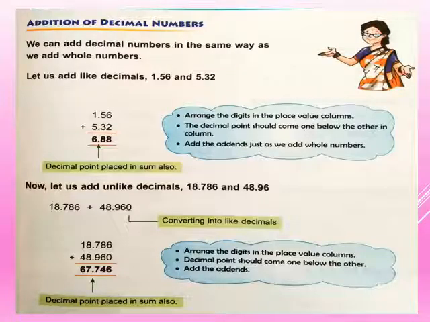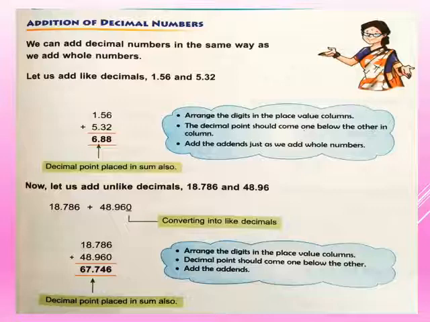First we will see the addition of decimals. We can add decimal numbers in the same way as we add whole numbers. Simple numbers we are adding, you are aware. It's not a difficult task for you. Same way we have to add the decimals. The only difference here is that the decimal point is there. So let's add first 1.56 and 5.32.